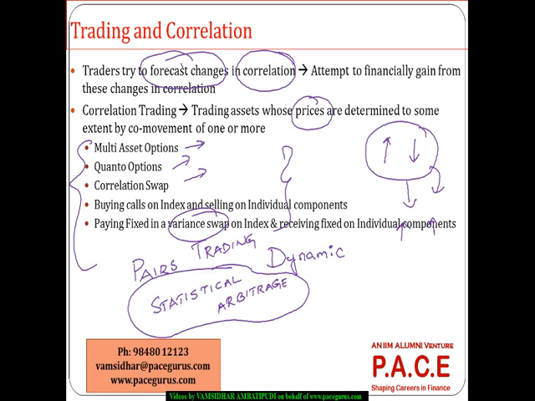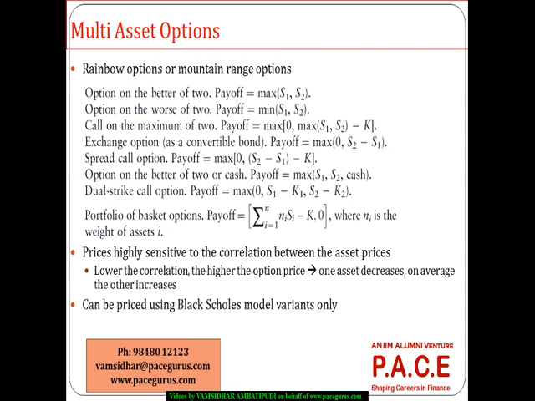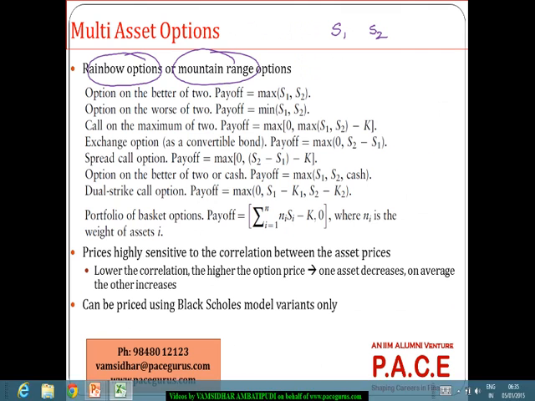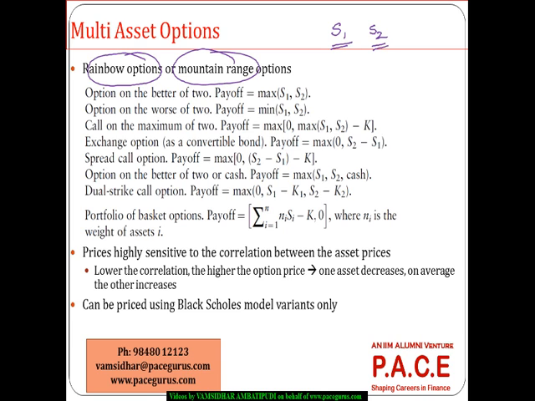We'll try to discuss each one of them probably through a better example so that the understanding becomes more and more clear here. First thing, when I look at multi-asset options, in general, they are called rainbow options. Some people call them mountain range options. Look at them simply. Let's say I'm taking two assets, S1 and S2. In this example, let me assume that I am taking HDFC and Kotak. These two have their own prices, S1 and S2. And we talk about one strike price K.